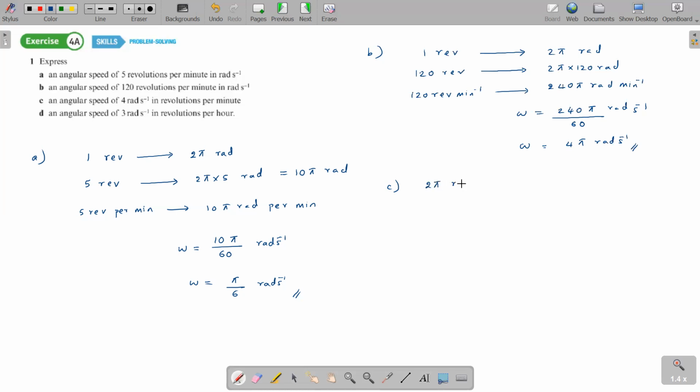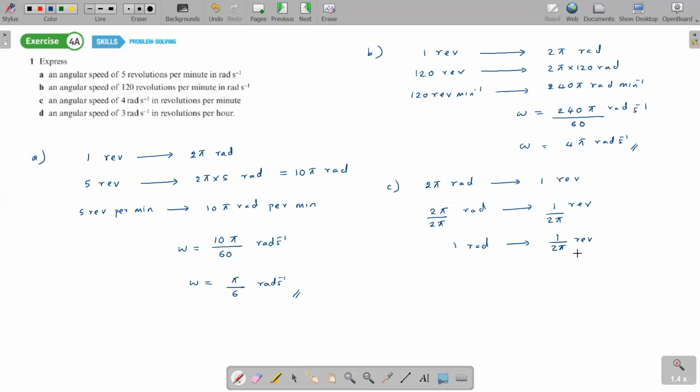We know 2 pi radians is equivalent to 1 revolution, right? Which means, if I want to find the value of 1 radian, because I want to get 4 radians, I'll divide both sides by 2 pi. Why am I dividing by 2 pi? So I can get the value of 1 radian. So 1 radian is 1 over 2 pi revolution.